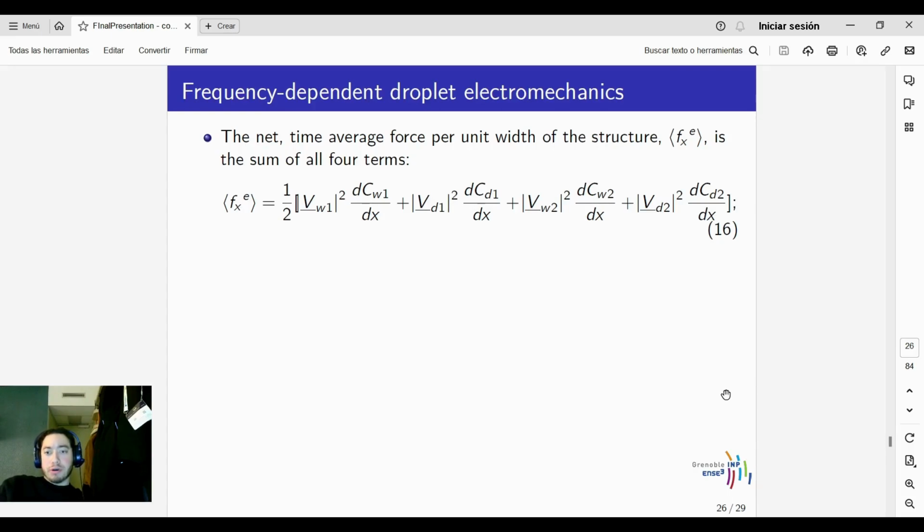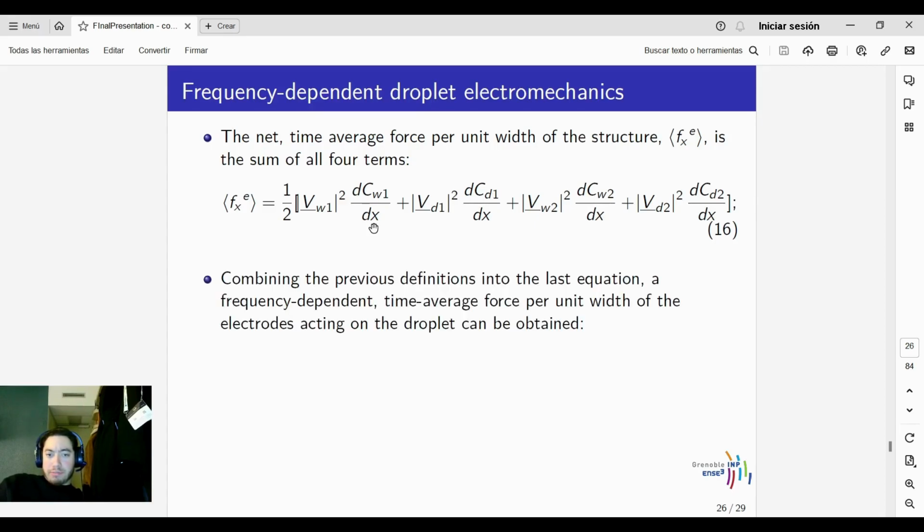Sorry. So as we have defined here, the only difference is that now, instead of having the voltage term, we're going to have the phasor voltage, that is V var, and the derivative of the capacitance of each one of the elements as a function of the x.